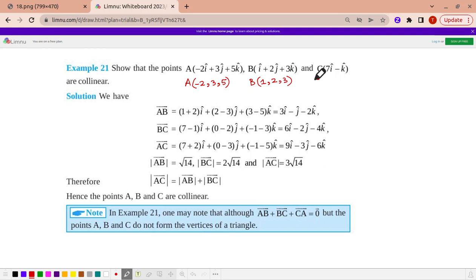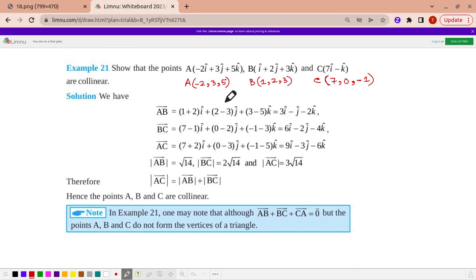That means the point C is represented by a three-dimensional coordinate as 7, 0, minus 1. Why 0? The j component is not mentioned, that means the j component is not there. Not there means 0, and the k component is minus 1. So now we need to prove that these points are collinear.